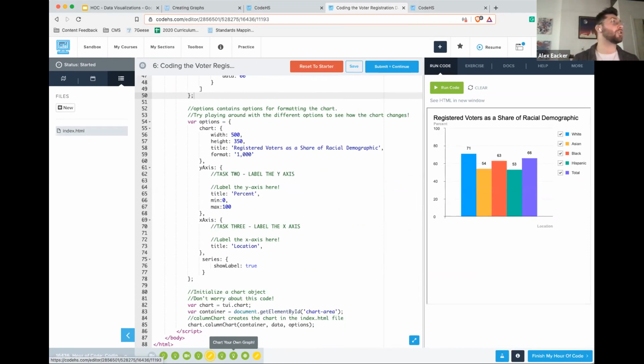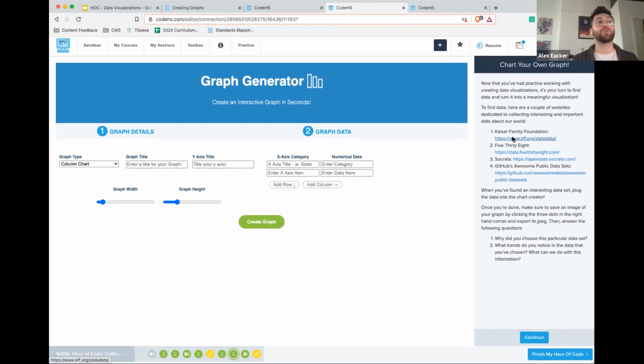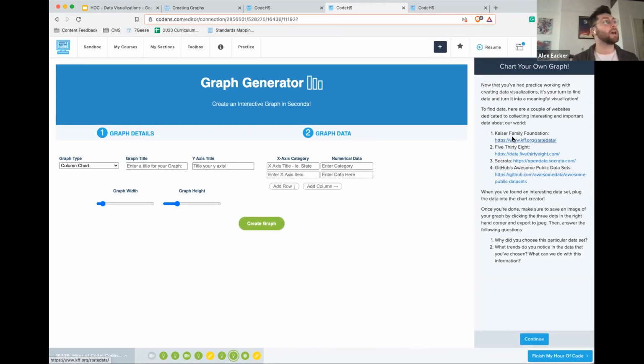And in this chart your own graph activity, you would have an opportunity to look for data sets of your own to try to visualize and look at. So if you go to this activity, you'll notice that there are a couple of links here that link to different data websites that contain data sets that you can use to create a visualization with.